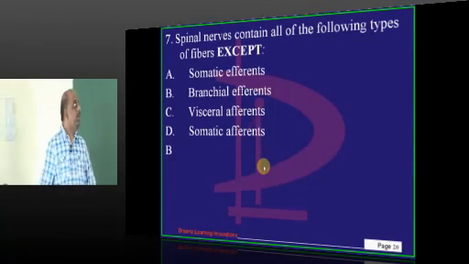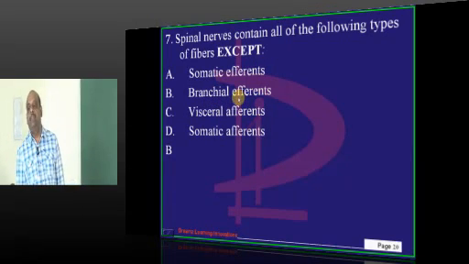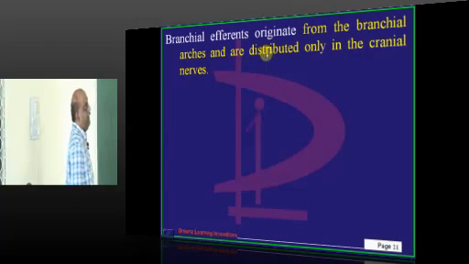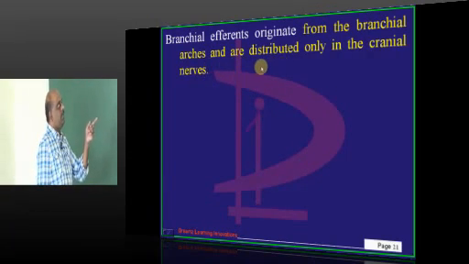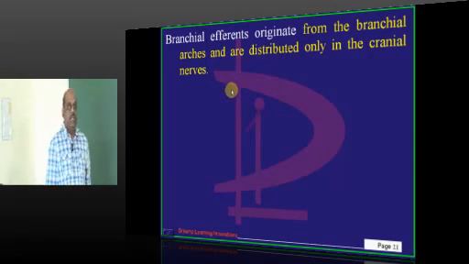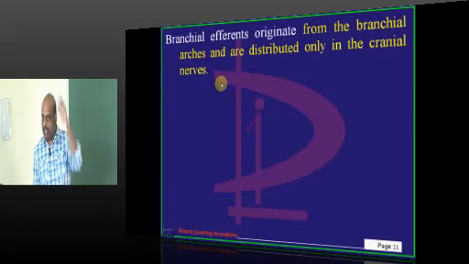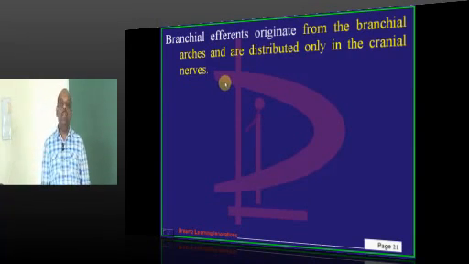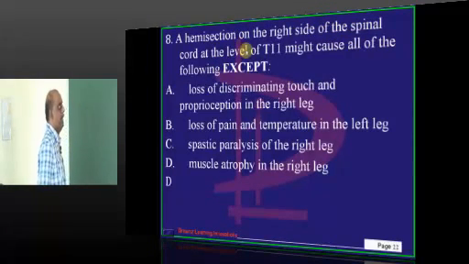Now coming to the spinal nerves, they do not contain branchial efferents. Branchial efferents typically originate from the branchial arches and are distributed only in the cranial nerves. You know that. Second branchial arch, what is the branchial efferent? 7th cranial nerve. Like that, for every branchial arch, you know the muscles are supplied by which cranial nerve, which is the favorite question of the examiner.